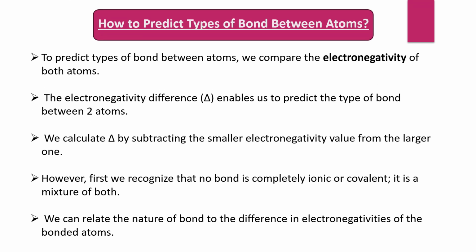How to predict types of bond between atoms? To predict types of bond between atoms, we compare the electronegativity of both atoms. The electronegativity difference enables us to predict the type of bonds between two atoms. We calculate the electronegativity difference by subtracting the smaller electronegativity value from the larger one. However, first we recognize that no bond is completely ionic or covalent. It is a mixture of both. We can relate the nature of the bond to the difference in electronegativities of the bonded atoms.